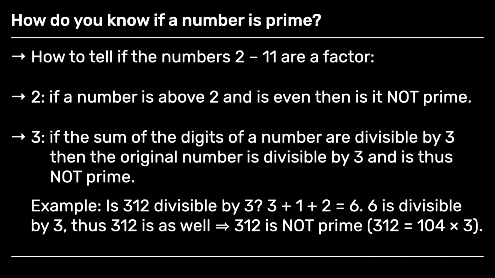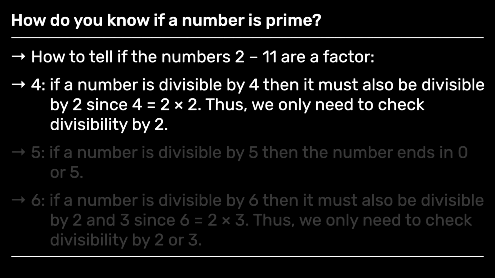How do we know if a number is divisible by 4? If it's divisible by 4, then it's divisible by 2. So we don't have to worry. If the number is even, it's divisible by 2. So we don't really have to worry about division by 4.